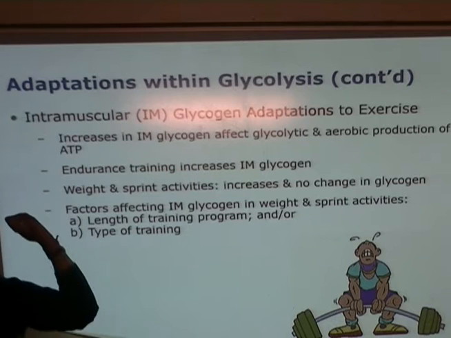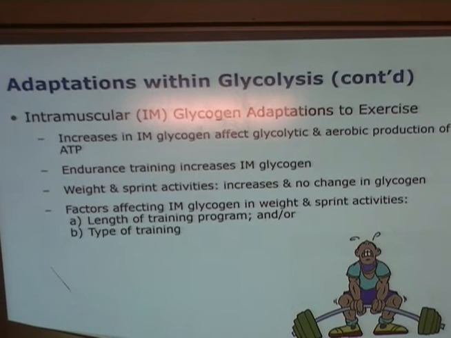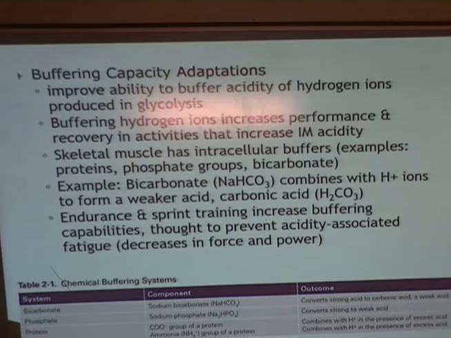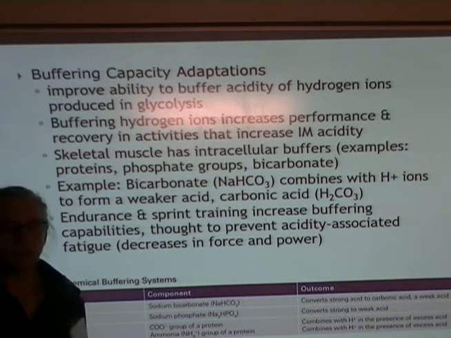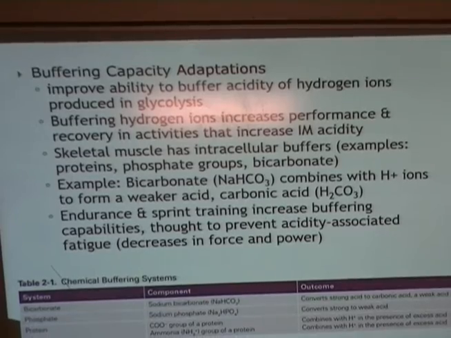So if we do resistance work, if we do longer sprint type training, or if we do endurance training, we see increases in glycogen storage. The more glycogen there is available, the more ATP I can make. So, as I said, we have this third variable here, though. We've got this acidity issue.